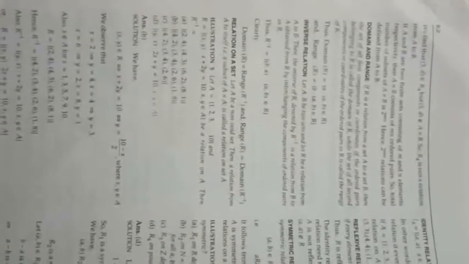Now, if A and B are two finite sets of M and N elements, then A cross B consists of how many elements? M n elements. Now we have to find the total number of subsets.